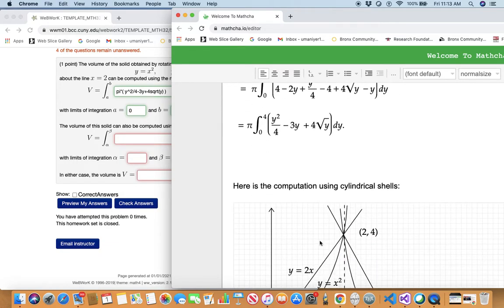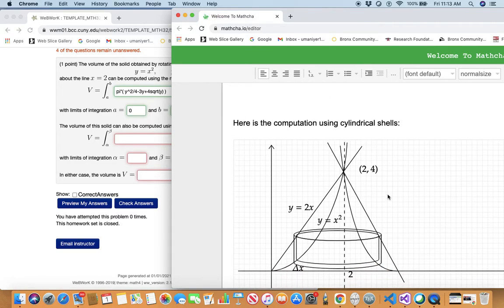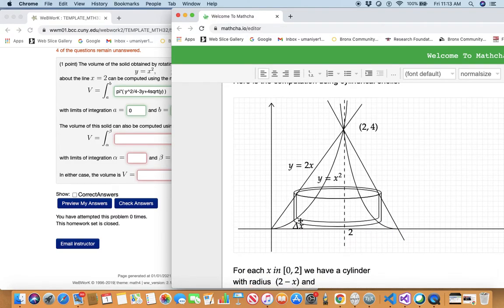Let's set up the same problem using cylindrical shells. So now I have a cylindrical shell of this height. The radius is the same, 2 minus x. The thickness now is delta x. So for each x going from 0 to 2, because the thickness is delta x, I'm going to integrate with respect to x.